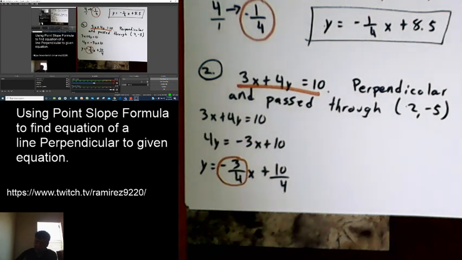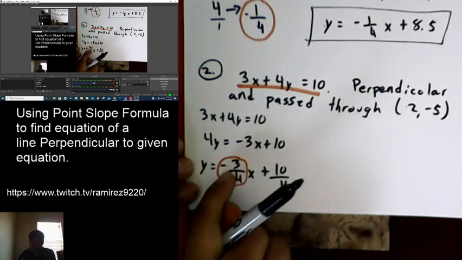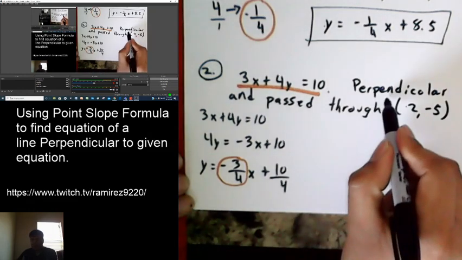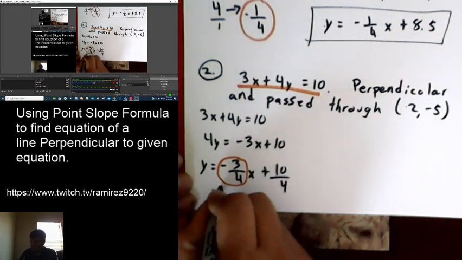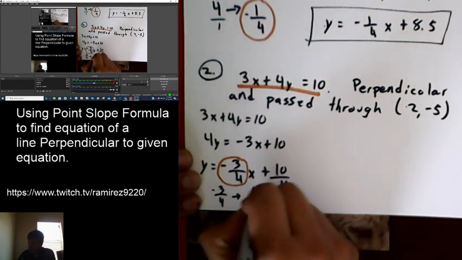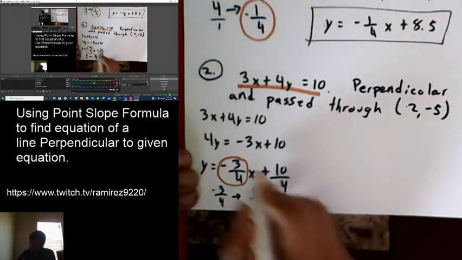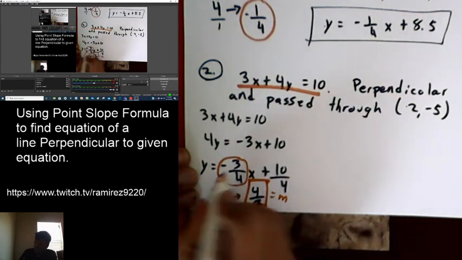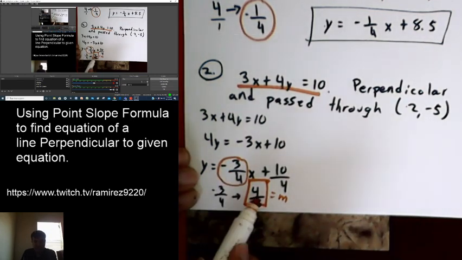All right, so we're back. And so you had negative 3 over 4. But remember, they want it perpendicular. So this negative 3 over 4, you have to flip it and change the sign. So this becomes 4 over 3. So the slope you're going to use is this one. This is going to be your m. Okay? Yes, my slope originally was this, but this is what I want.